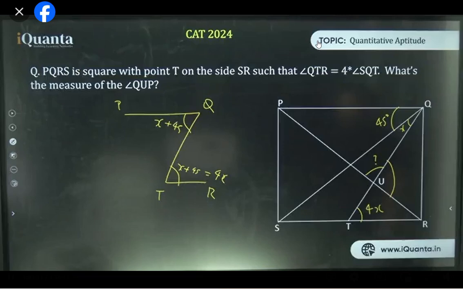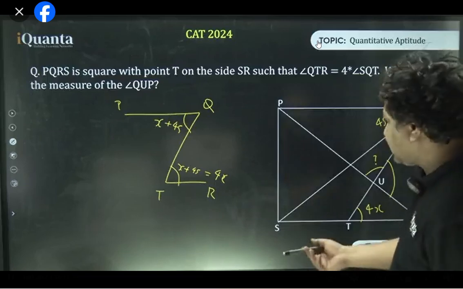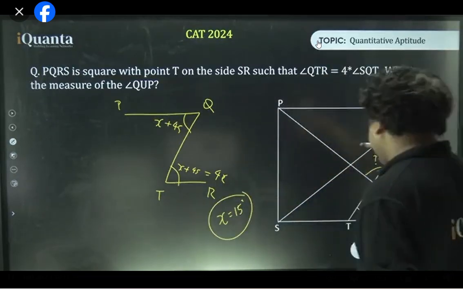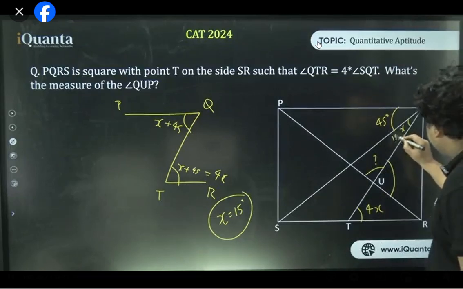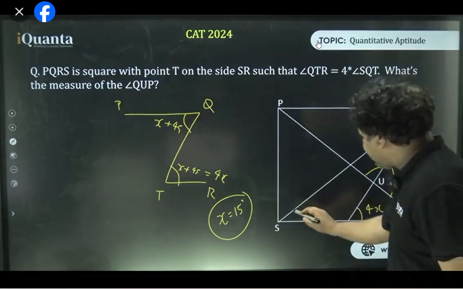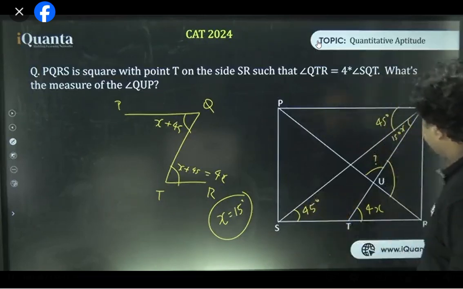All right. Understood? This whole is x plus 45. This is 4x. I can equate x plus 45 and 4x. Yes or no? Can I do that? Tell me in the comments. Yes. So if I solve it, I get the value of x to be equal to 15. This is 15 degrees. X is 15 degrees. Now things are pretty much clear to us. X is 15. This guy is already 45. We know that already.